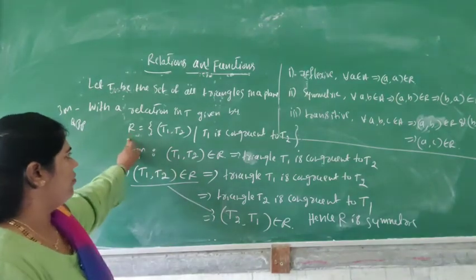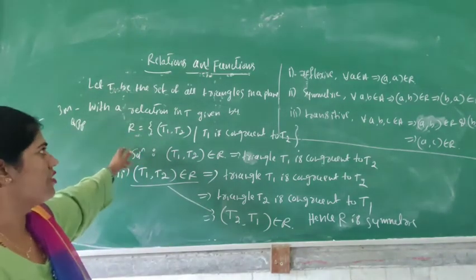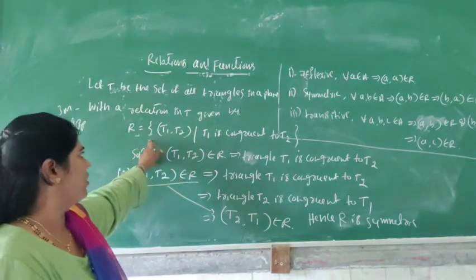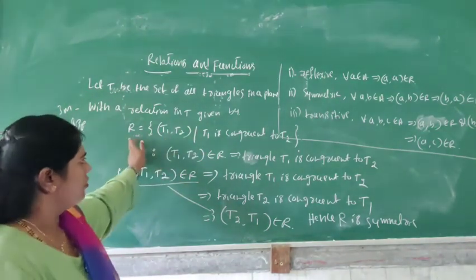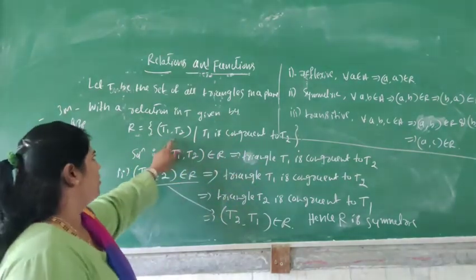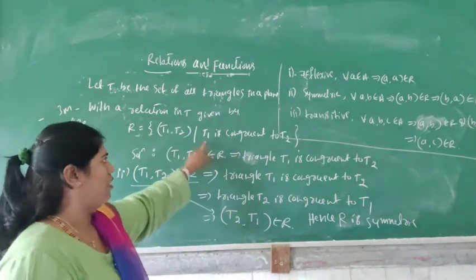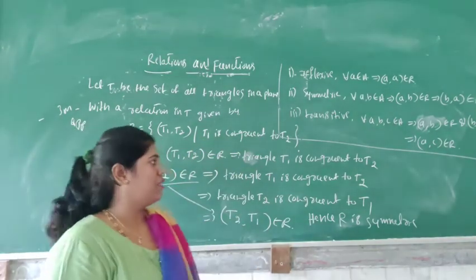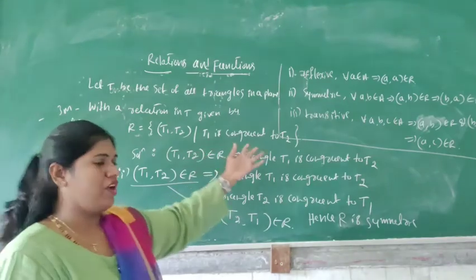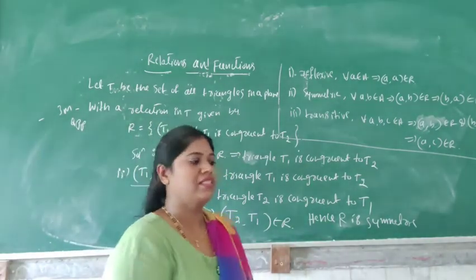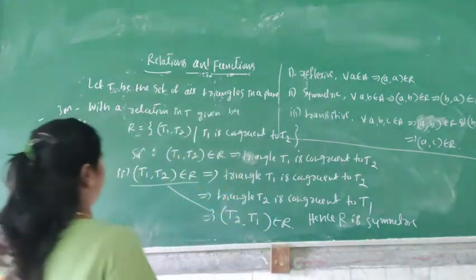We have to write the relation R first. It is given in the problem. So (T1, T2) such that T1 is congruent to T2, so (T1, T2) belongs to R. After that, we have to check whether it is reflexive, symmetric, and transitive. What is the next one?